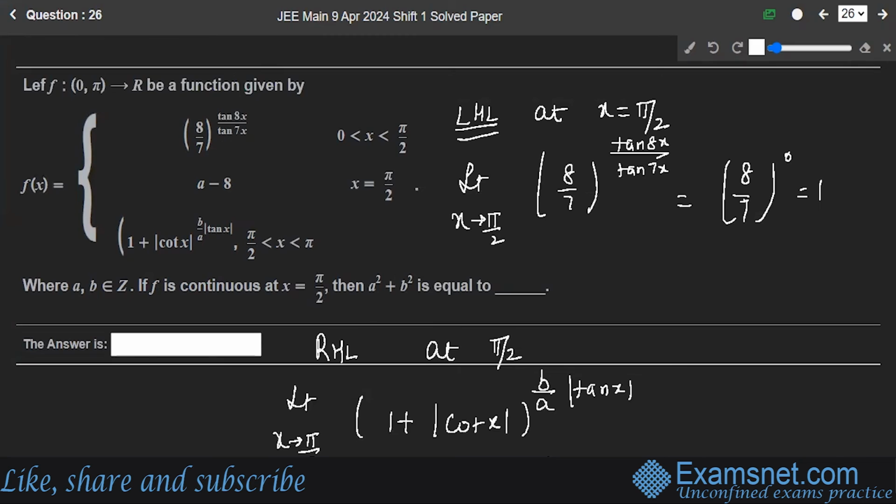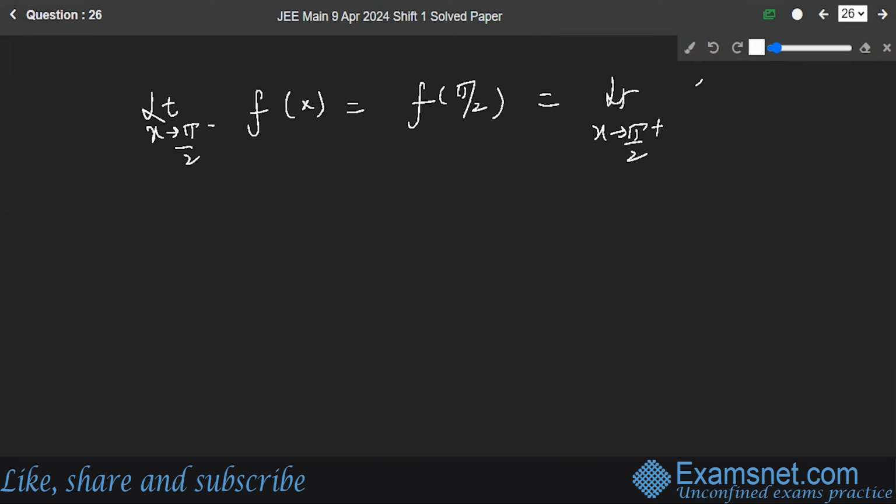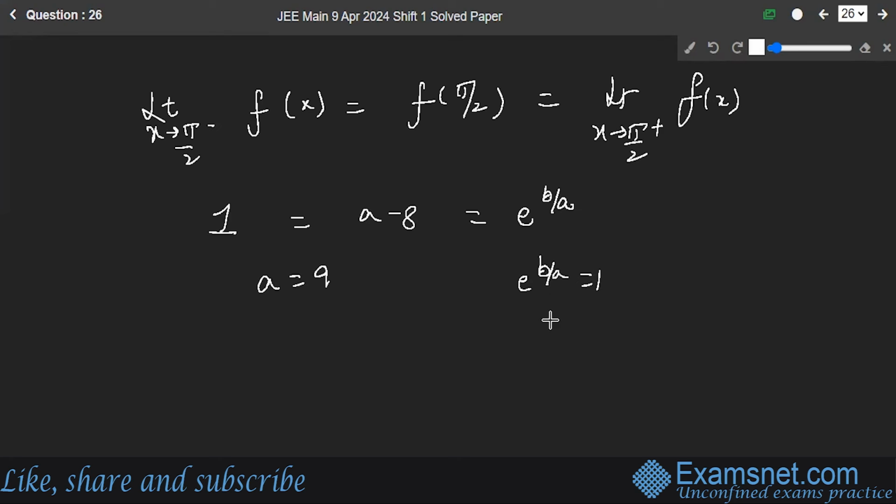According to the question, the left hand limit equal to f of pi by 2 is equal to the right hand limit. So the limit as x approaches pi by 2 minus of f of x is equal to f of pi by 2, which is equal to the limit as x approaches pi by 2 plus of the function. This one came out to be 1. This is equal to a minus 8, and this we solve with e raised to power b upon a. From here you get the value of a as this, and that means e raised to power b upon a is also equal to 1.